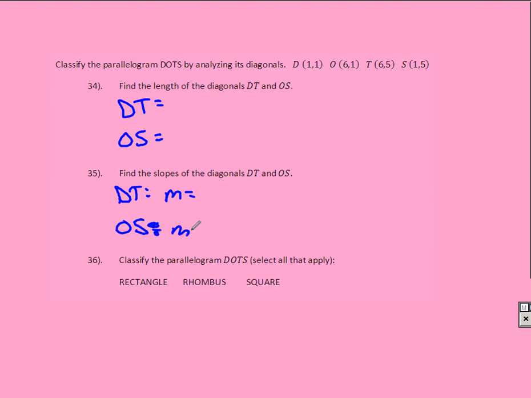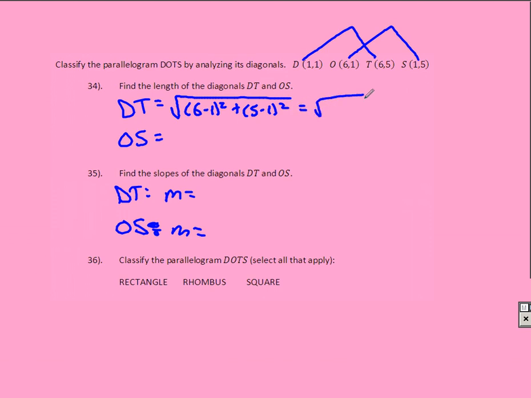Okay, let's start with distance again. For DT, subtract the x's and square, so 6 minus 1 squared, and then subtract the y's and square, 5 minus 1 squared. So I should have the square root of, this becomes 5 squared is 25, this becomes 4 squared is 16, so it's the square root of 41.